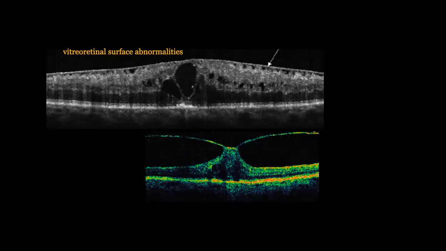Or you can see if there is any abnormality on the vitreoretinal surface. So this is the retina and this area is the vitreous. On the surface, you can see a hyperreflective layer. It's actually a thickened surface, or you can call it an epiretinal membrane, or if there is any traction on the macula, all these things you can find on OCT. So that is very important in DR.